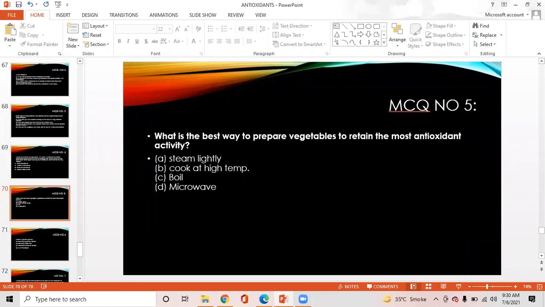MCQ number 5. What is the best way to prepare vegetables to retain the most antioxidant activity? One should steam lightly, cook at high temperature, or boil. Steam lightly is the right answer. A is the right answer.